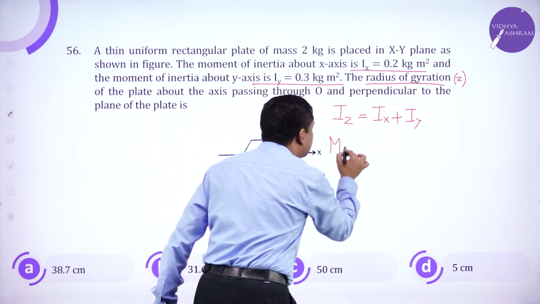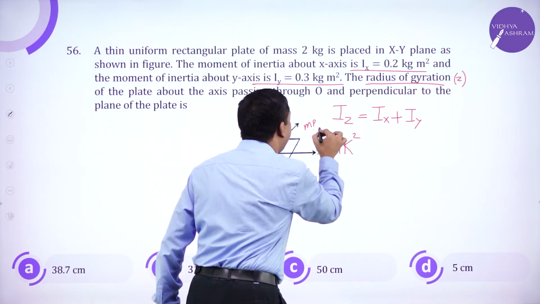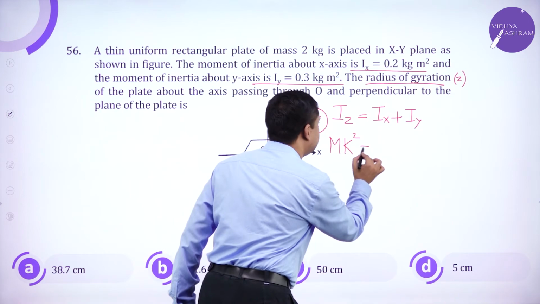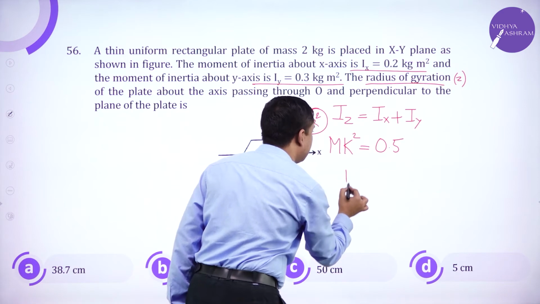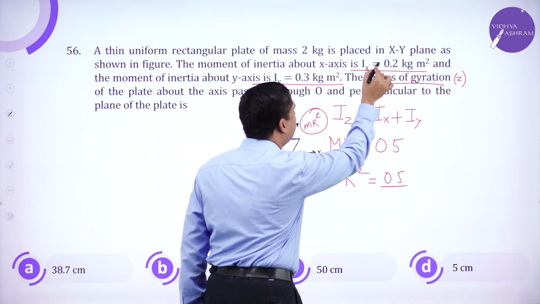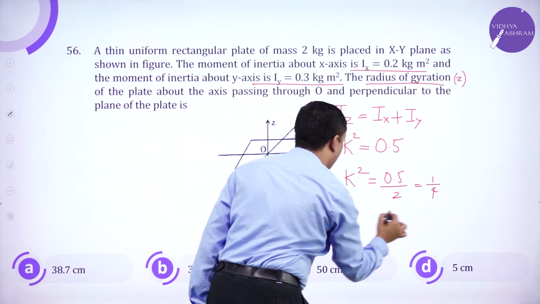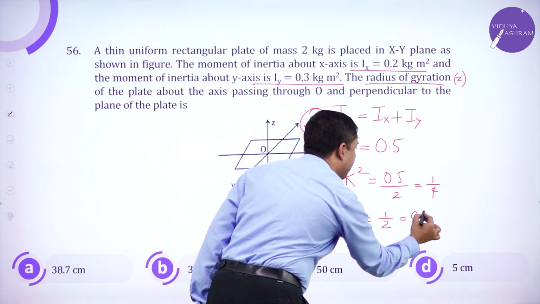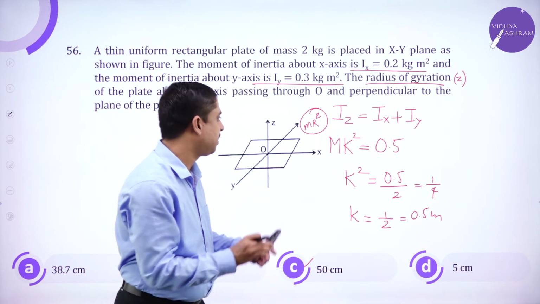In terms of radius of gyration, moment of inertia is m k square, whereas generally it is m r square. When it is radius of gyration, k, this is 0.2 plus 0.3, which is 0.5, so k square is 0.5 divided by mass 2 kgs, which is 1 by 4, or k is 1 by 2, 0.5 meter or 50 centimeter is the answer.